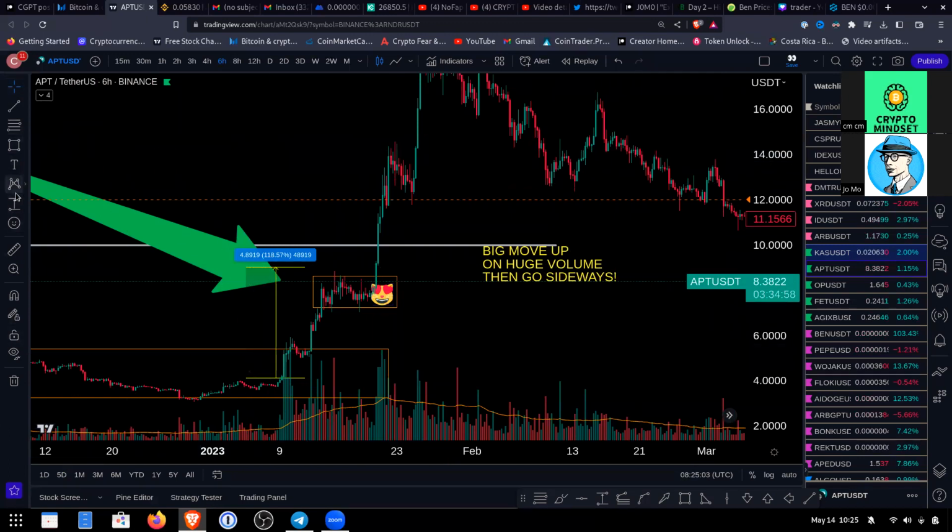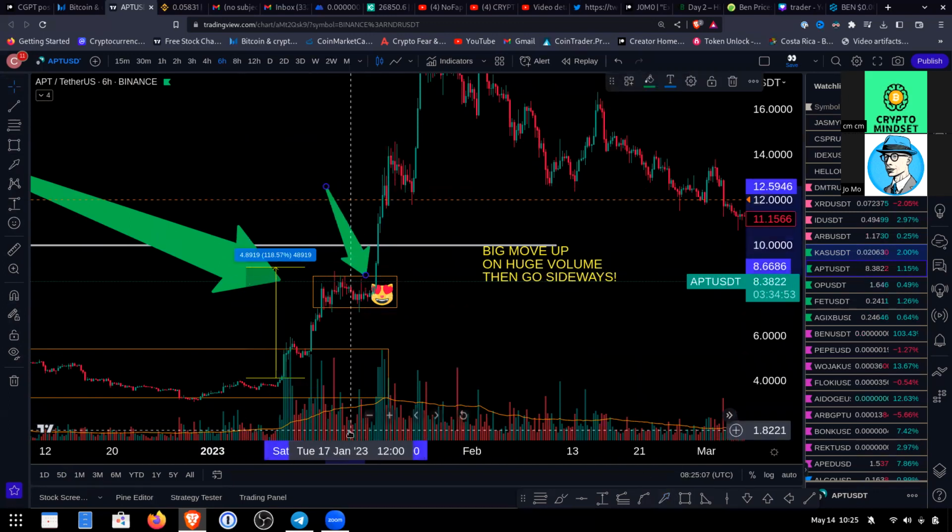Then you can buy the breakout. You can buy the breakout, and that cat is happy.